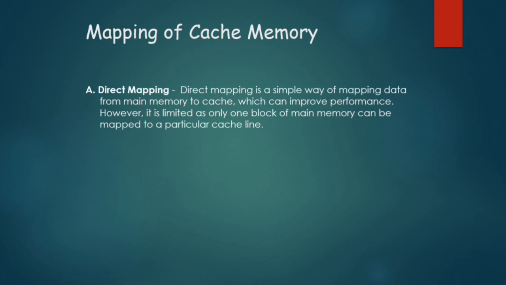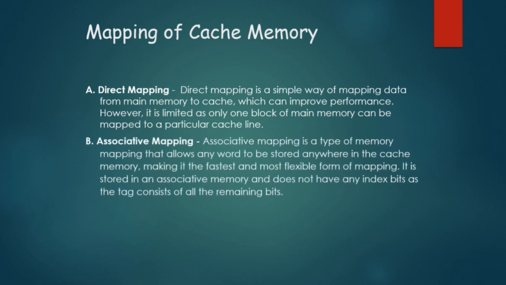The second one is associative mapping. Associative mapping is a type of memory mapping that allows any word to be stored anywhere in the cache memory, making it the fastest and most flexible form of mapping. It is stored in an associative memory and does not have any index bits, and the tag consists of all the remaining bits.